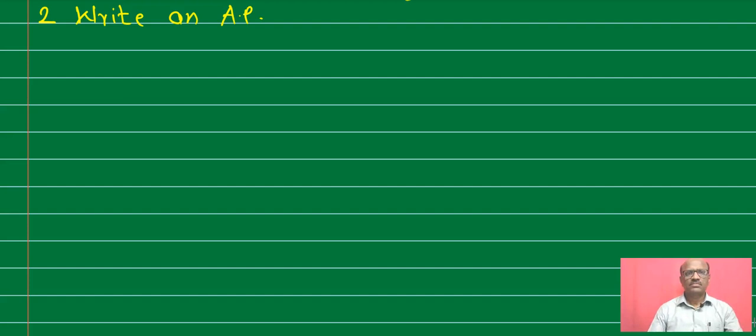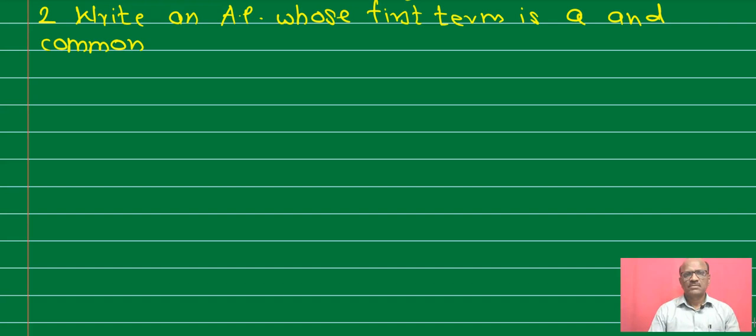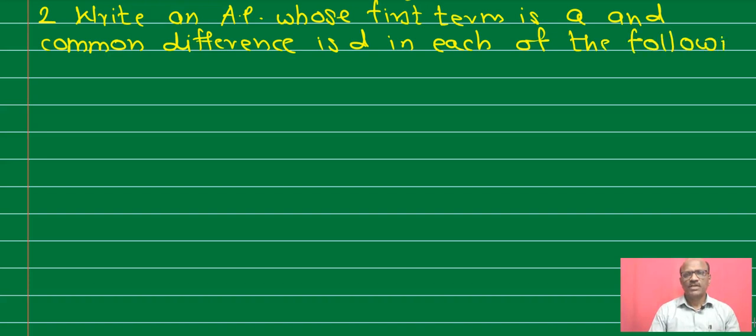Question number 2. Write an AP whose first term is A and common difference is D in each of the following. First, A is 10, D is 5.